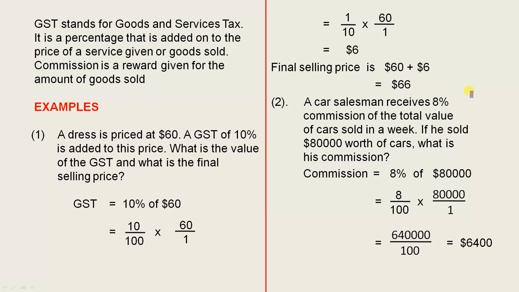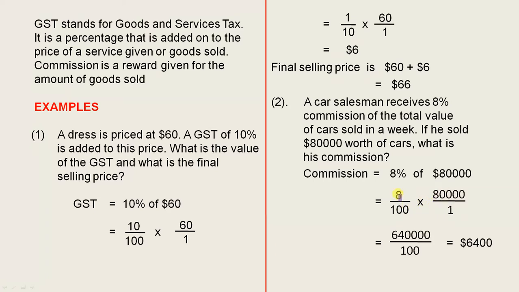Number 2. A car salesman receives 8% commission of the total value of cars sold in a week. If he sold $80,000 worth of cars, what is his commission? So the commission will be 8% of $80,000. 8 over 100 times 80,000 over 1.